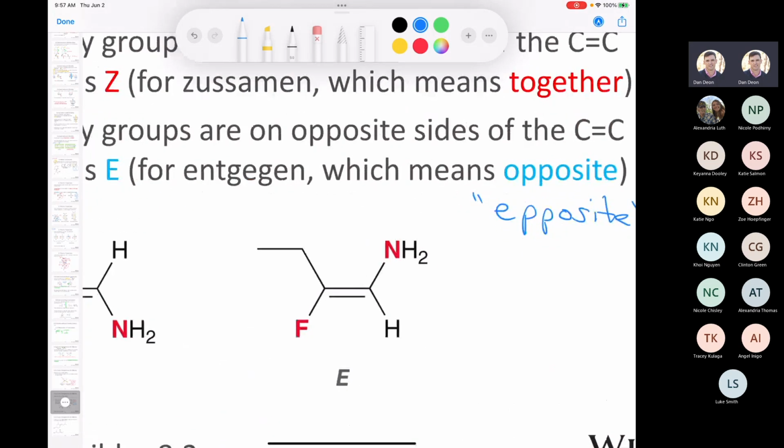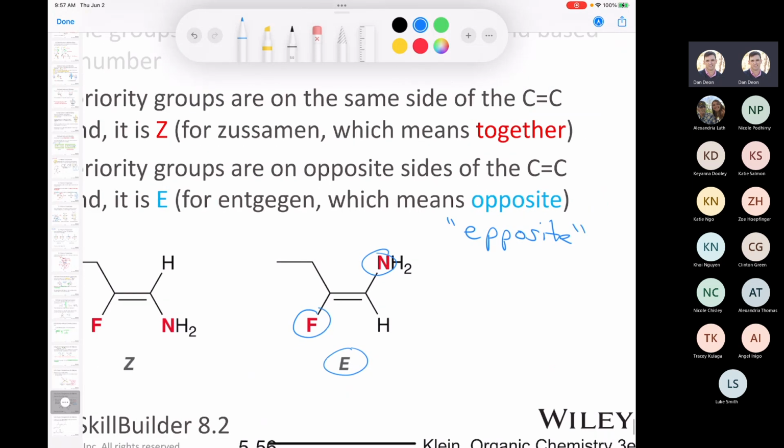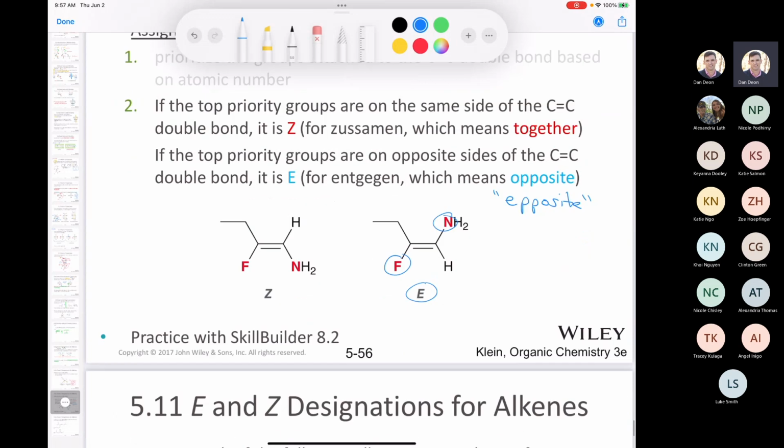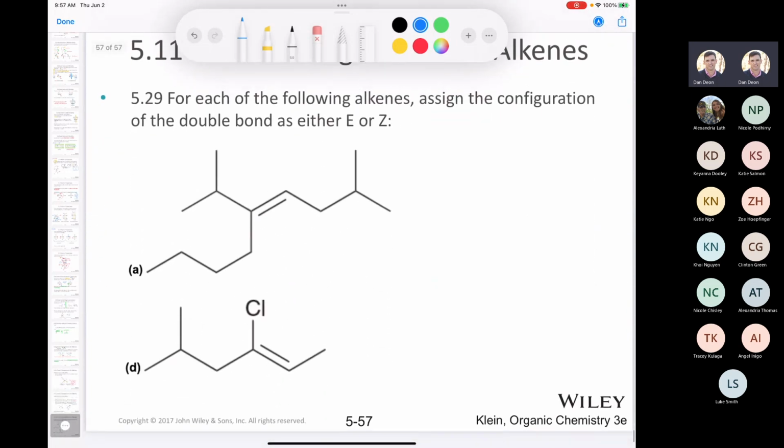So we look at the compound. You have the fluorine on this side. You have the nitrogen on this side. They're eposit or E. And so we end up with an E alkene. And so there you go. We've learned how to assign compounds as being cis and trans, but now you know the difference between E and Z.